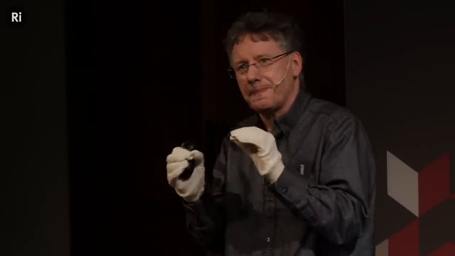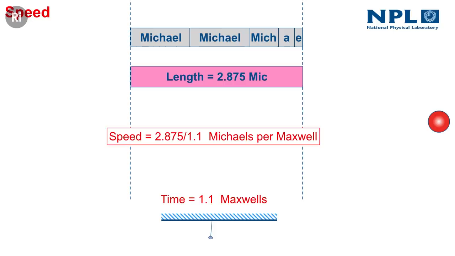Now, my system of units is very, very thorough. I've put a lot of effort into this. And so we've got abbreviations for these units, and that's called a micromax.